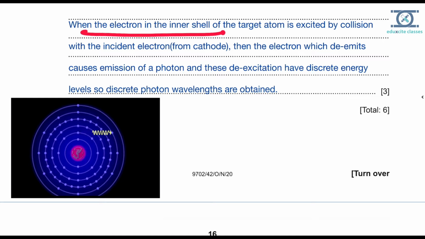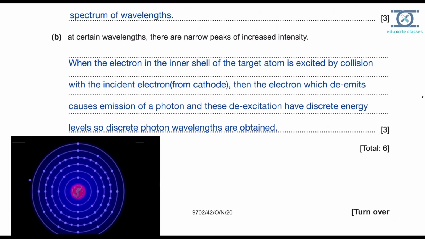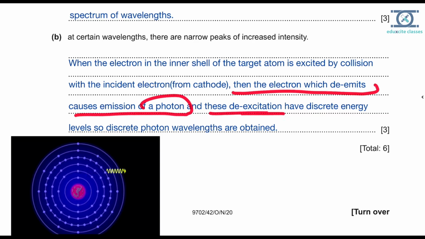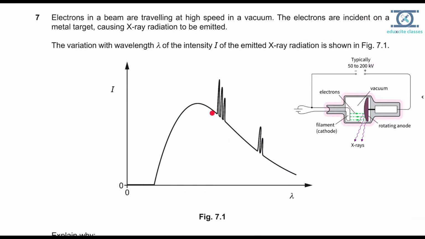So when an electron in the inner shell of the target atom is knocked off by collision with the incident fast moving electron from the cathode, the de-excitation causes emission of a photon. This de-excitation, which is what the yellow color shows, involves discrete energy levels between different orbits of the nuclei of the target metal atom. So discrete photon wavelengths are obtained. That is the reason why we are getting peaks here.